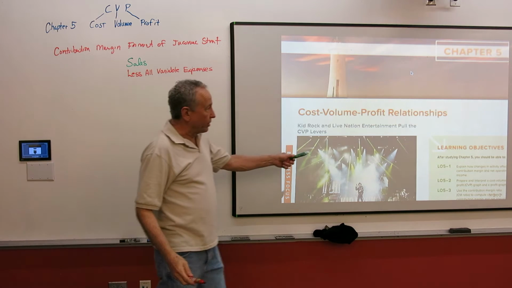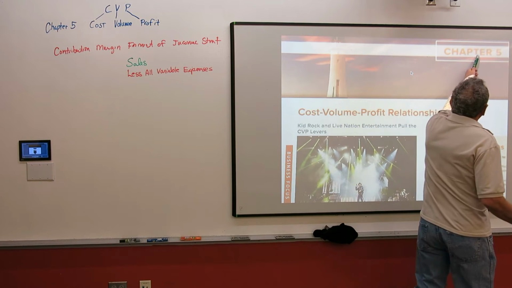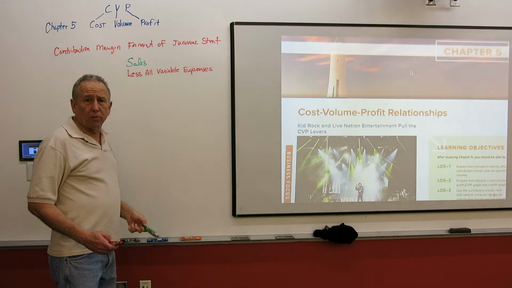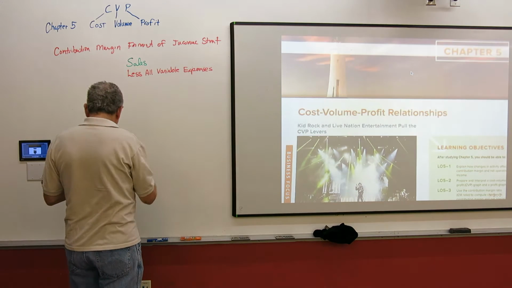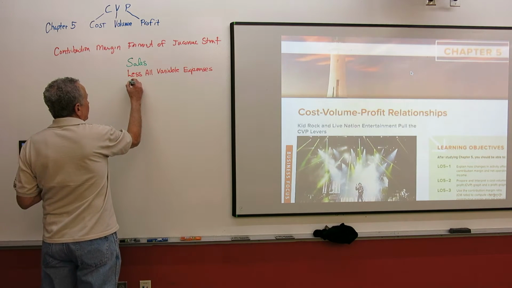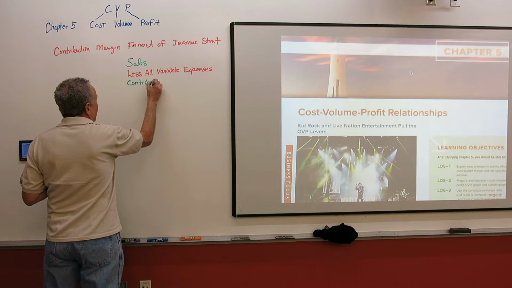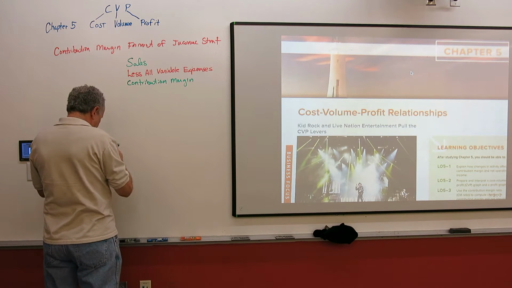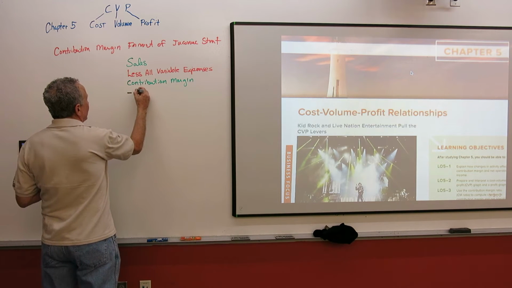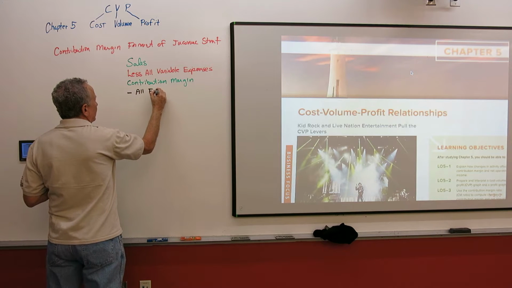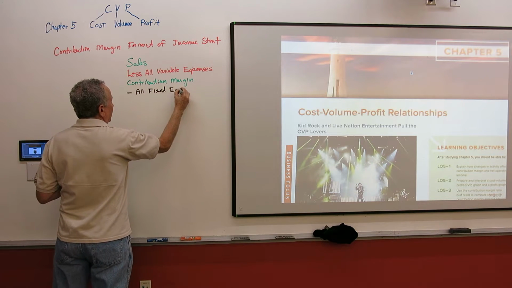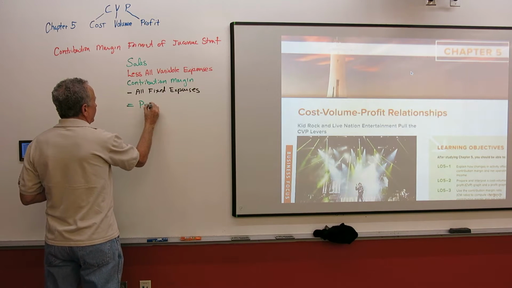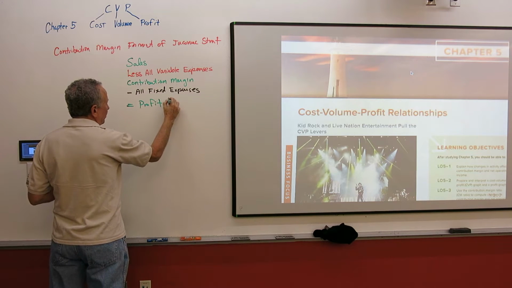By the way, this is the cover of your chapter you're supposed to read, and I'll post this. This chapter will be posted on Moodle so you can read it. It's about a 20-page chapter. I think it's pretty readable. But anyway, you take all the variable expenses out, and you get something that's called contribution margin. And then you subtract out, again, minus all fixed expenses. And you get profit. Or net income, if you want to call it that. NI.